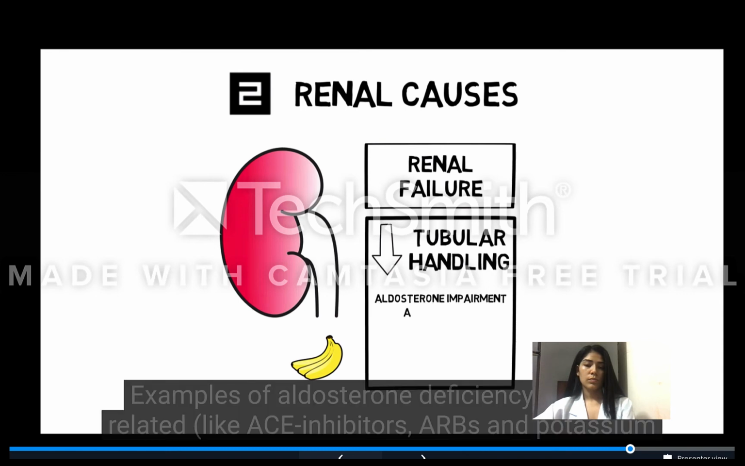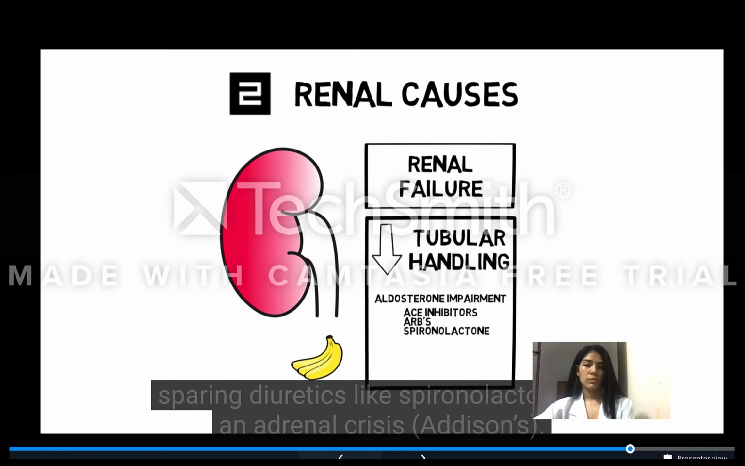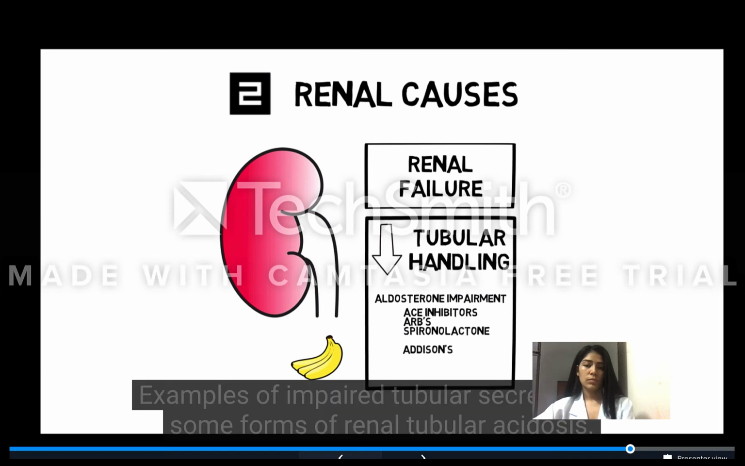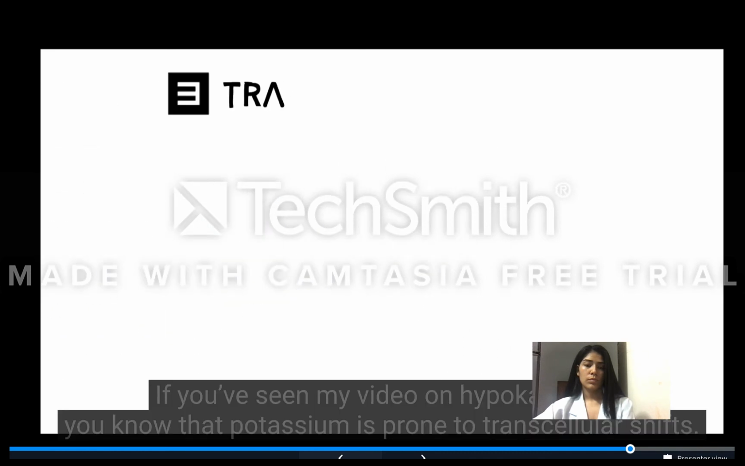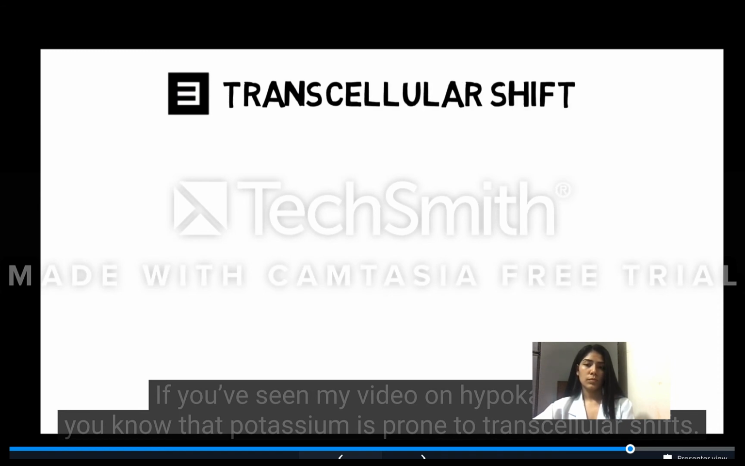Examples of aldosterone deficiency are drug-related, like ACE inhibitors, ARBs, and potassium-sparing diuretics like spironolactone, or an adrenal crisis, Addison's. Examples of impaired tubular secretion are some forms of renal tubular acidosis. If you've seen my video on hypokalemia, you know that potassium is prone to transcellular shifts.